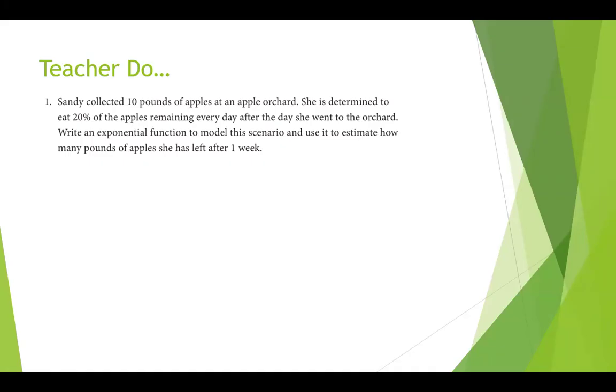We have here, Sandy collected 10 pounds of apples at an apple orchard. She is determined to eat 20% of the apples remaining every day after the day she went to the orchard. Write an exponential function to model this scenario and use it to estimate how many pounds of apples she will have left after 1 week. Okay. So pretty straightforward problem here.